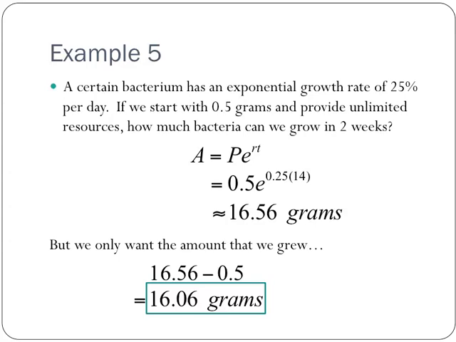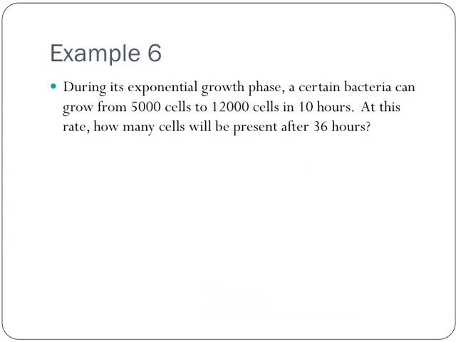All right, example 6. During its exponential growth phase, a certain bacteria can grow from 5,000 cells to 12,000 cells in 10 hours. At this rate, how many cells will be present after 36 hours?